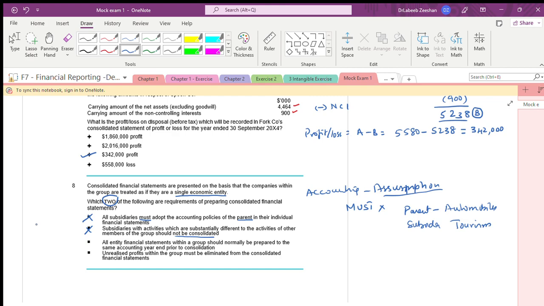"All entity financials within the group should normally be prepared to the same accounting year prior to consolidation." Normally, is it right? We are not going to change anything. "Unrealized profits within the group must be eliminated." We have done this now. Provision for unrealized profits: if there is any unrealized profit, what have we done? We have eliminated it.